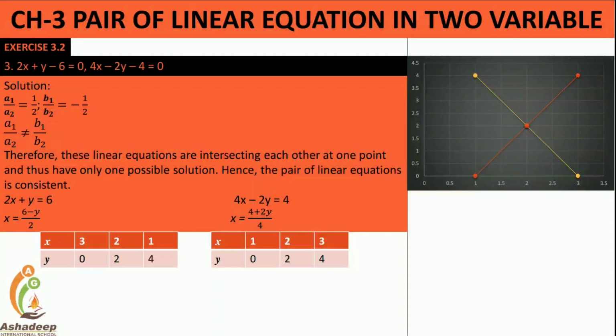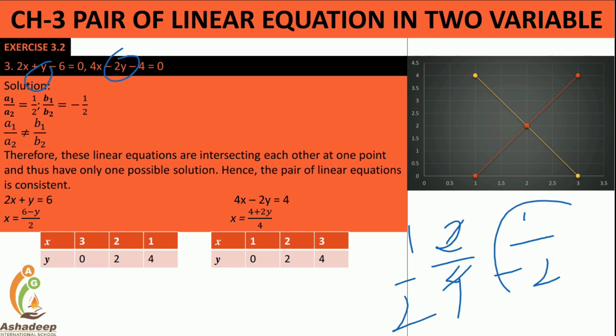Question number 3. Now a1 is 2, a2 is 4, so it is 2 by 4. Now what is b1? 1. What is b2? Minus 2. So here the answer is 1 upon 2, and here it is minus 1 upon 2.